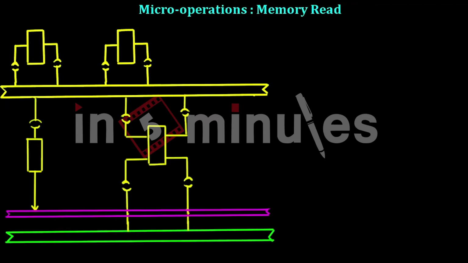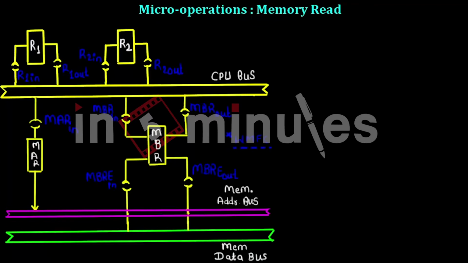So let's label them. We have two general purpose registers here, R1 and R2, with two control signals for in and out operations. Then the registers that are used in memory operations are the memory address register and the memory buffer register. The control signal for the memory address register is only MAR in. So there is no MAR out control signal. The memory address register is directly connected to the memory address bus. So whenever the address is placed in the MAR, it is immediately forwarded to the memory.